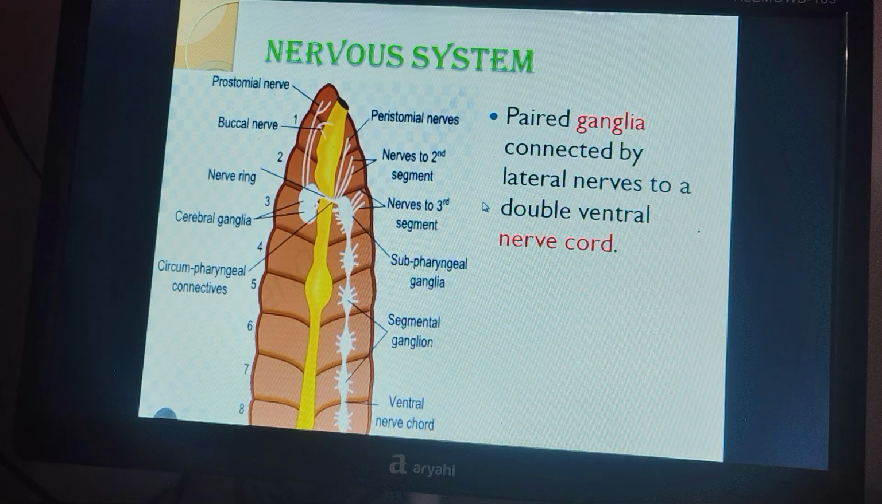Nervous system, if you see, you can see paired ganglia. Paired ganglia will be there, and they are connected by lateral nerves to the double ventral nerve cord. This is the double ventral nerve cord. In each segment you can see ganglia. So this is the nerve cord. Paired cerebral ganglia you can see. This is the nerve ring. It forms a pharyngeal nerve ring here, which acts as a brain. So this is about the nervous system. Simply you can say paired ganglia are present, lateral nerves, and then the double ventral nerve cord.